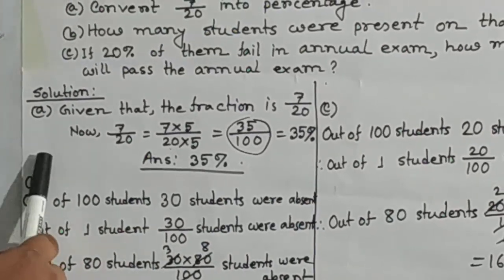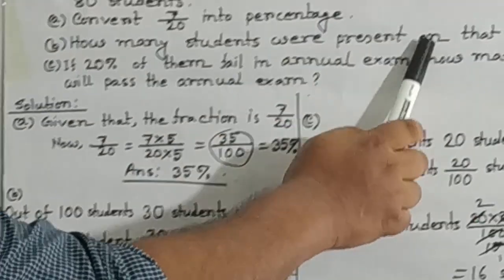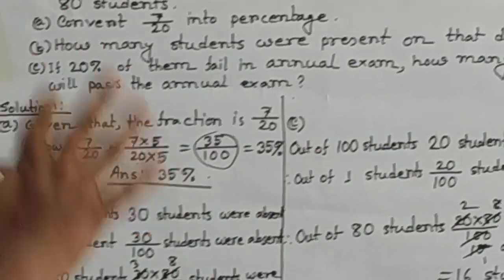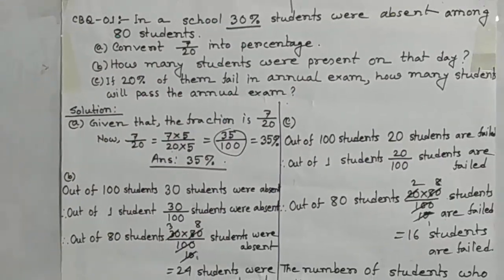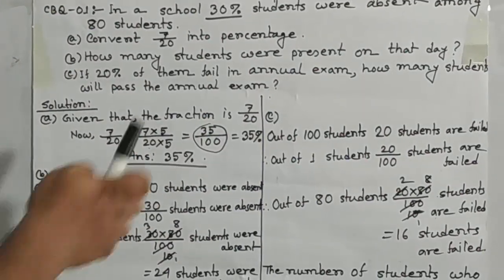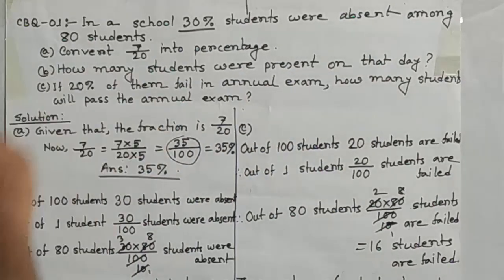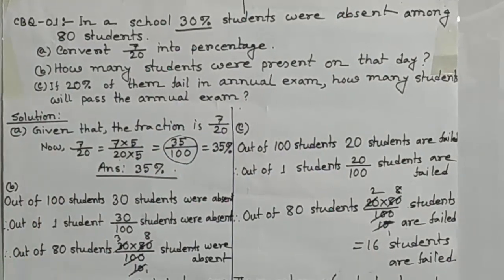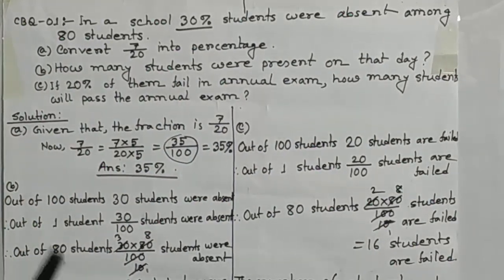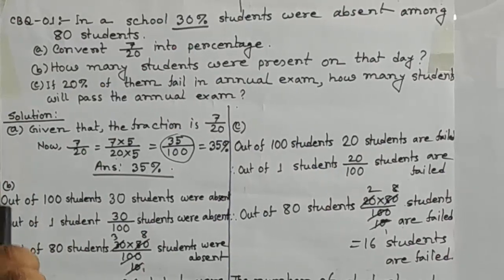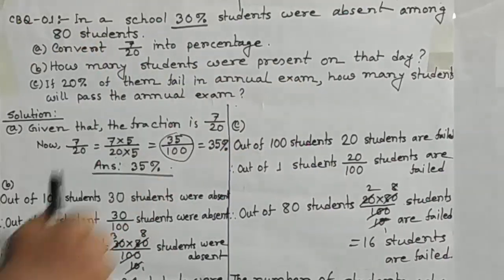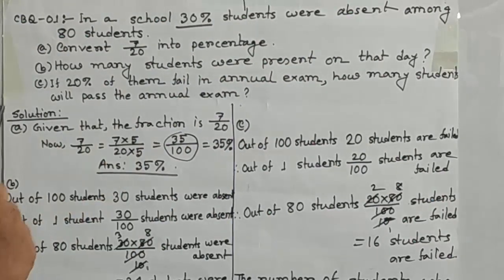Okay, number B. How many students were present on that day? At first we make an algorithm to solve this problem. So how can we solve this problem? 30% students are absent and total students are 80. So at first we find out the absent students. Then we subtract these absent students from the total students and we get the present students.